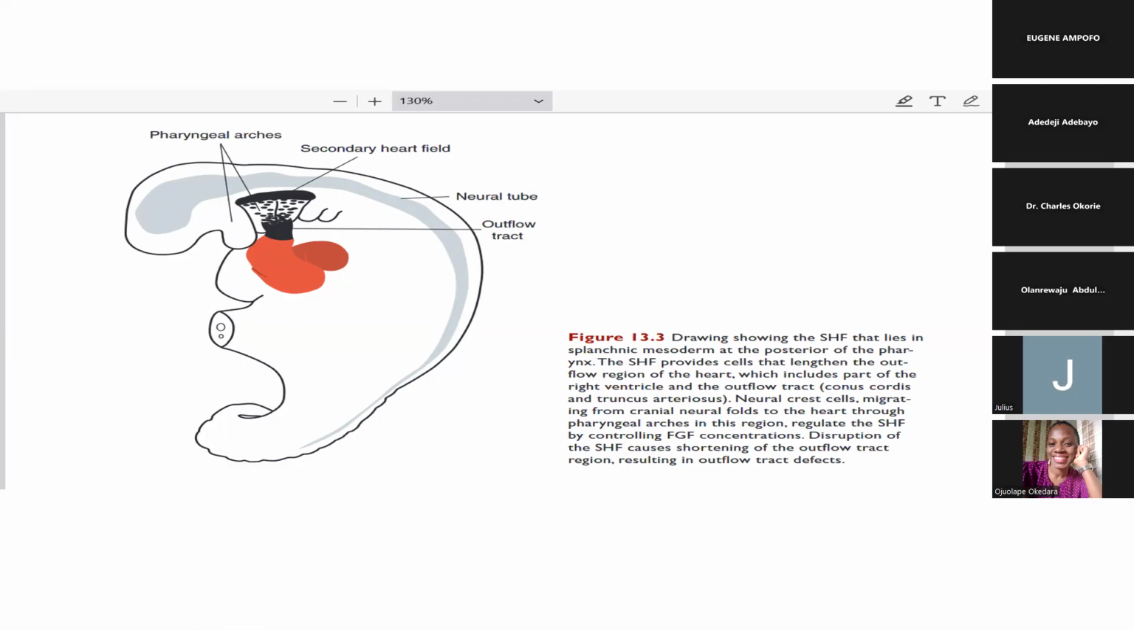Apart from that, it has also been discovered that the secondary heart field provides cells that lengthen the outflow tract region. This is the outflow tract region. It is the cells in the secondary heart field that help to lengthen this outflow region, and if there are defects in this lengthening, there are particular outcomes that are seen, meaning that the structures formed from the secondary heart field will not come into play. Fibroblast growth factor has been said to be implicated in this function.